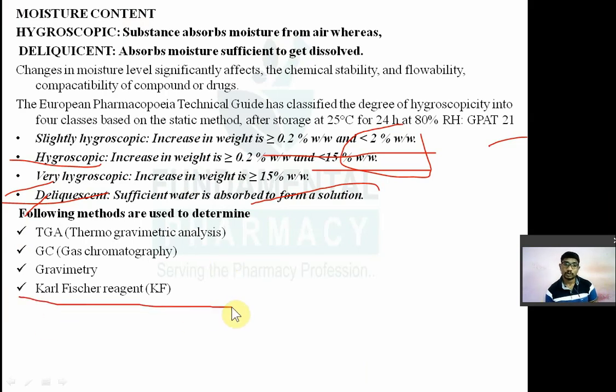Out of that, Karl Fischer reagent is very important. They can ask a question on this. So what is the composition of Karl Fischer reagent? इसका composition क्या होता है? So remember, Karl Fischer reagent is composed of sulfur dioxide, pyridine, iodine, and methanol. So remember these four contents of this Karl Fischer reagent.